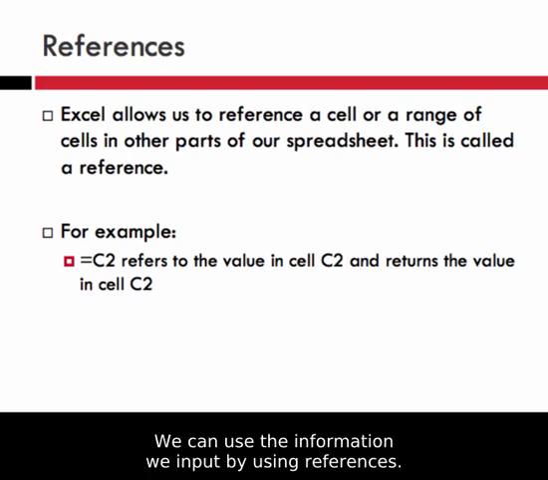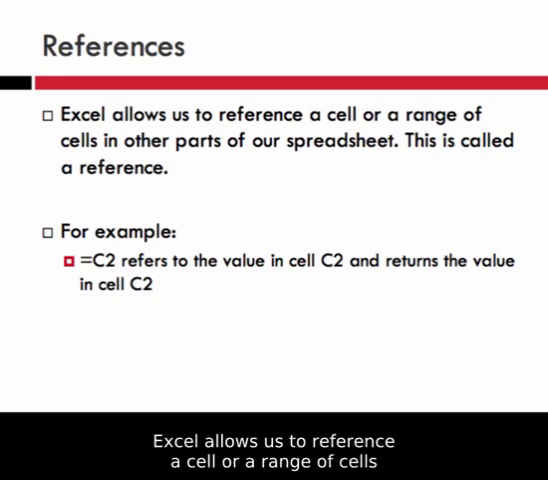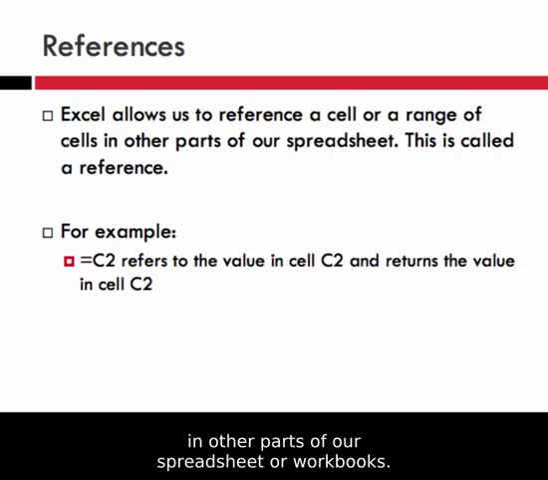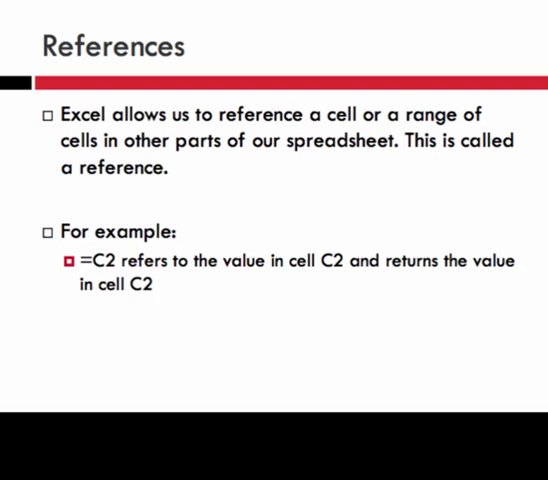We can use the information we input by using references. Excel allows us to reference a cell or a range of cells in other parts of our spreadsheet or workbooks. This is why we have all the rows and columns labeled. If we put in equals C2, then we're referring to the value in cell C2, and we get back the value in cell C2.